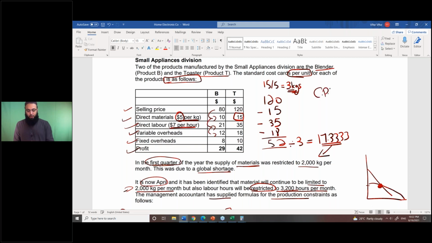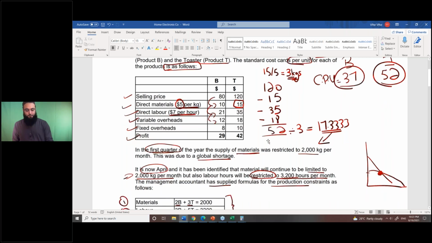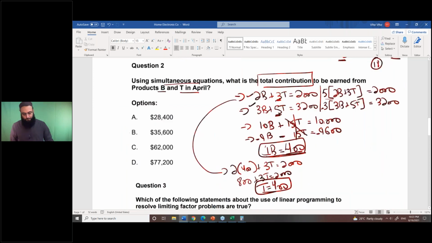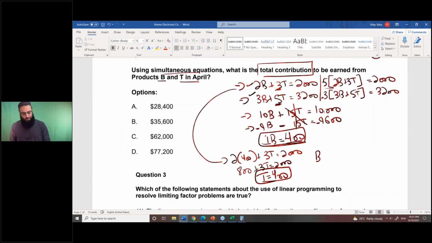So the contribution per unit for B will be how much? 80 minus 10 minus 21 minus 12. So that's 37 for B. And for T, we did work out, and that was 52. Okay, so it's 37 and 52 here. I hope no issues in this case. 37 and 52. So let's work out the contribution. For B, it's 37 into 400 plus 52 into 400.